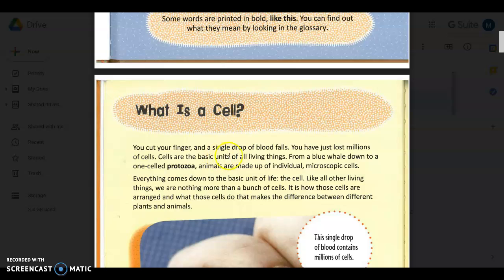So cells are the basic units of all living things. Wow, that sounds like a definition. From a blue whale down to a one-celled protozoa, animals are made up of individual microscopic cells. So what does microscopic mean? You know what a microscope is, so what does it mean to say that a cell is microscopic?